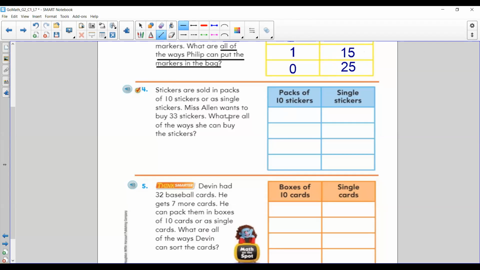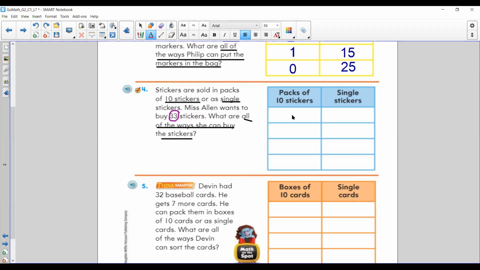First of all, what do we want to find? We want to find all of the ways she can buy stickers. And now the information that we have to use is that she can buy packs of 10 stickers, or single stickers. And of course, she has 33 stickers. So let's see how we can show that.